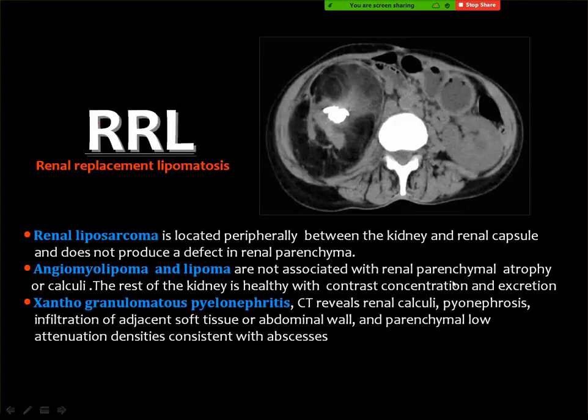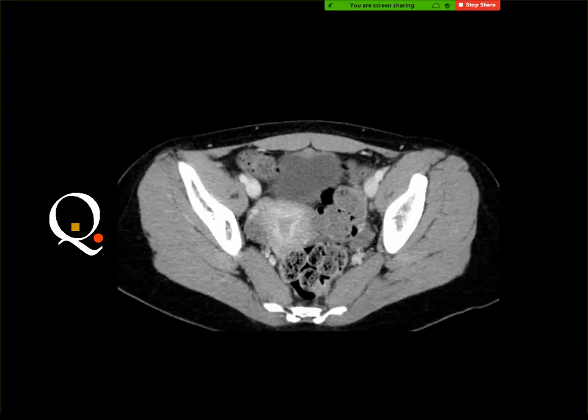Then what are the differential diagnoses of this condition? Renal liposarcoma, which is made of fat and soft tissue, and does not produce a defect in the renal parenchyma. Angiomyolipoma and lipoma are not associated with renal parenchymal atrophy, and the stone is not one of the criteria. Xanthogranulomatous pyelonephritis, as I have mentioned, may be a precursor of renal replacement lipomatosis. Okay.